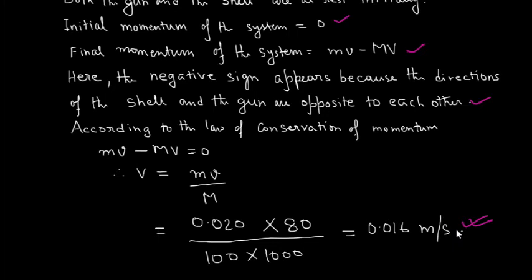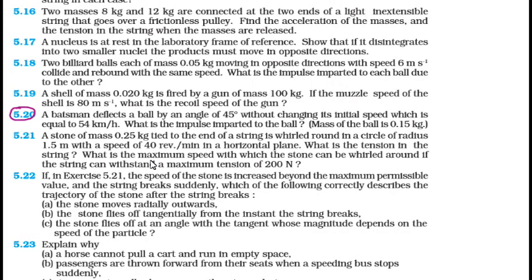Now let us see the next sum. 5.20. A batsman deflects a ball by an angle of 45 degree without changing its initial speed, which is equal to 54 kilometer per hour. What is the impulse imparted to the ball? Mass of the ball is 0.15 kg. Let us see the solution.